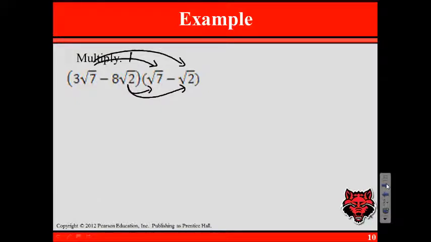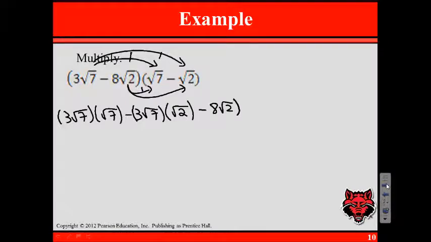Our first product, we have 3 square root of 7 times square root of 7. Our outer product, we have minus 3 square root of 7 times square root of 2. I just went ahead and put my negative sign in the front. Inner product, minus 8 square root of 2 times square root of 7.